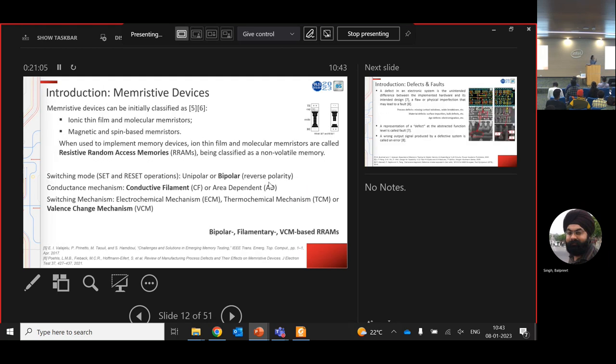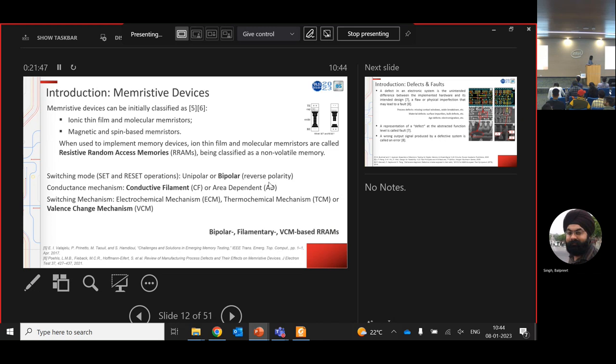There are a lot of different flavors of these memristive devices. They can be classified initially as ionic, thin film and molecular memristors, or magnetic and spin-based memristors. This is for the STT-MRAMs, magnetic RAMs. You have this spin transistor, so you can also use this novel technology. We are going to look at this specific kind of memristive device, and this kind is used to implement these resistive random access memories, these ReRAMs that we are going to talk about today.